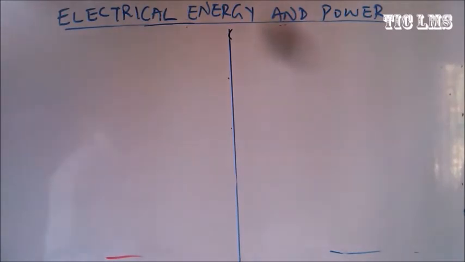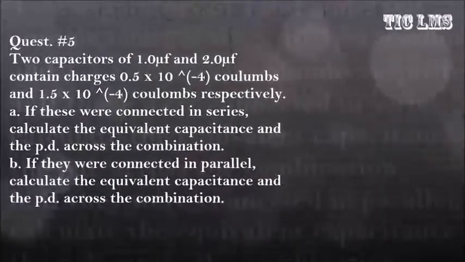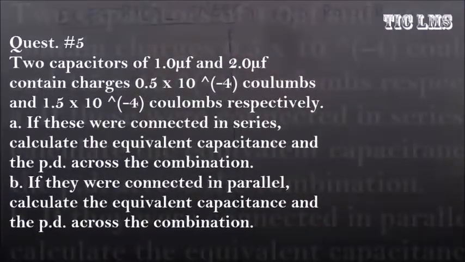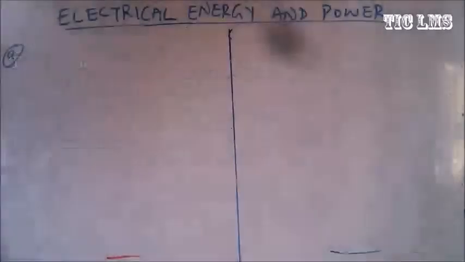Here is the next question. It says that two capacitors of 1.0 microfarad and 2.0 microfarad contain charges 0.5 times 10 raised by minus 4 coulomb and 1.5 times 10 raised by minus 4 coulomb respectively. A. If these were connected in series, calculate the equivalent capacitance and the potential difference across the combination. B. If they were connected in parallel, calculate the equivalent capacitance and the potential difference across the combination. We have an idea of what the sketch will look like.